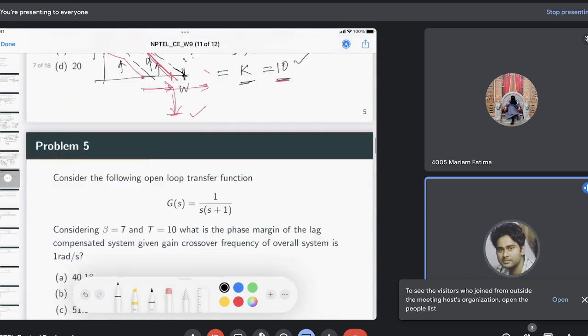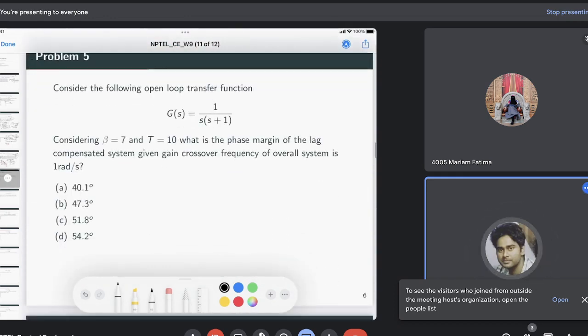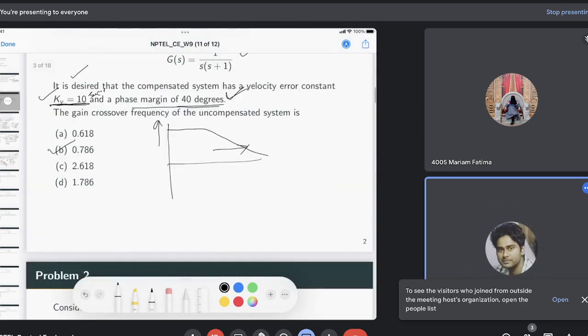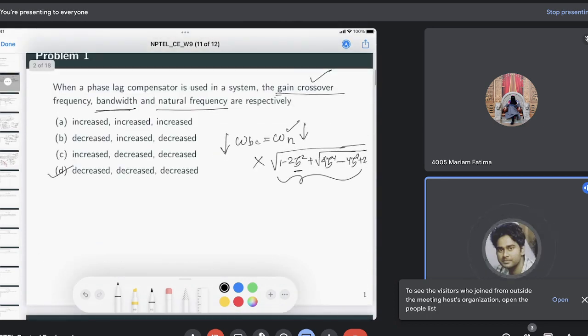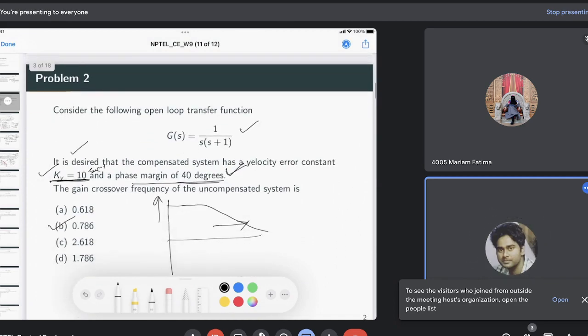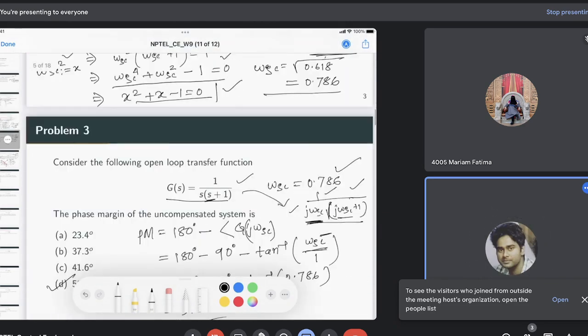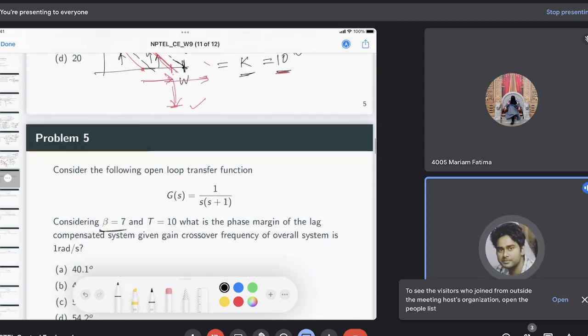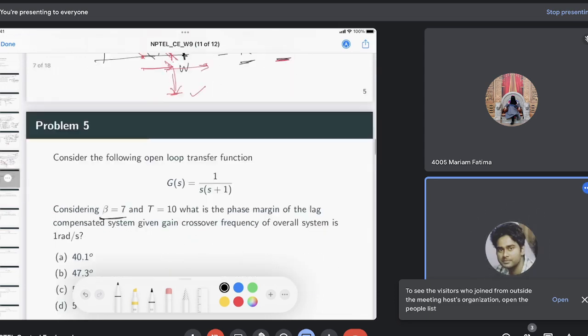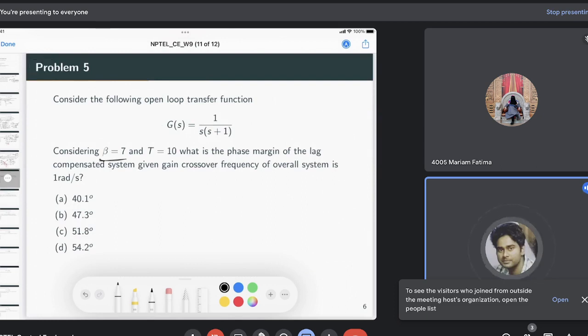Now we are given this lag compensator. I think we have not mentioned the desired value, but anyway, we can identify that it is a lag compensator because this value is greater than 1. Now let's assume that this compensator is designed using these parameters.